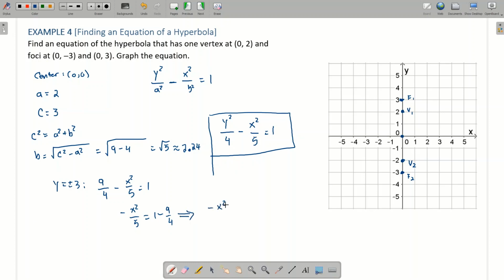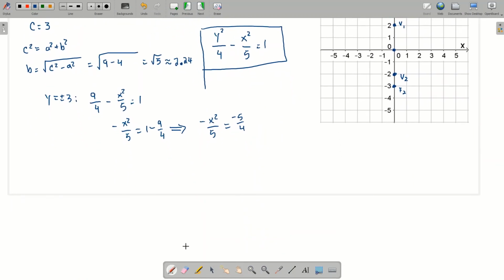Okay, so that will give us negative x squared over 5 equals, common denominator would be 4, so this is negative 5/4. Then I would multiply the 5 over, so I would have negative x squared equals negative 25 over 4. Cancel the negatives, x squared will equal 25 over 4. Take a square root, x will equal plus or minus the square root of 25 over 4, which we've seen before. They are both perfect squares, so that's plus or minus 5 over 2, or plus or minus 2.5.